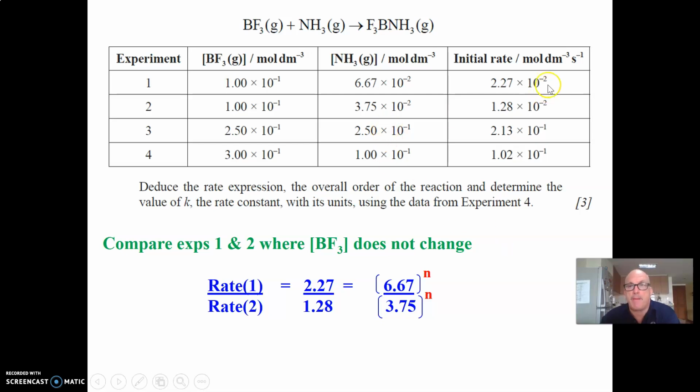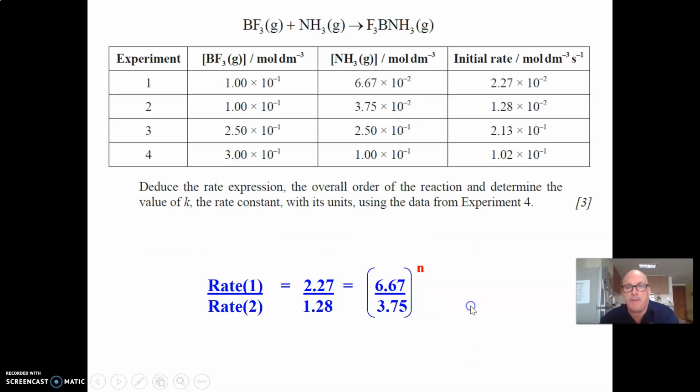The rate for experiment 1 divided by the rate for experiment 2 is this divided by this. I'll just leave out the 10 to the minus 2 because I only want the actual ratio. And I've got here this concentration of ammonia and this concentration down here. It's changed to this one here. Okay, I leave out this because it's the same. And I end up with a value of 1.